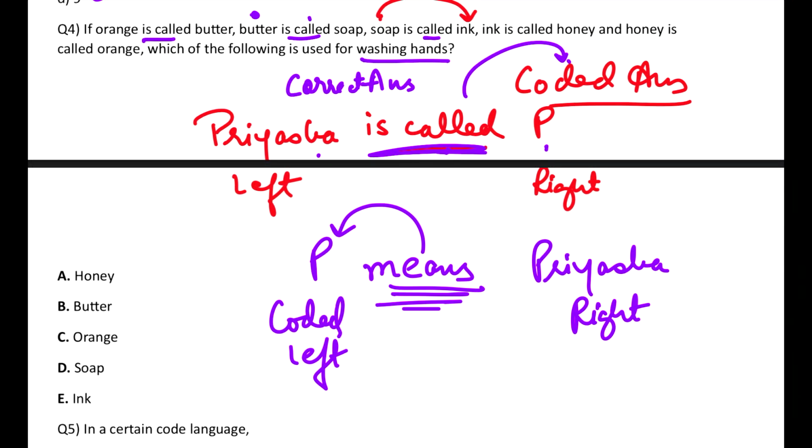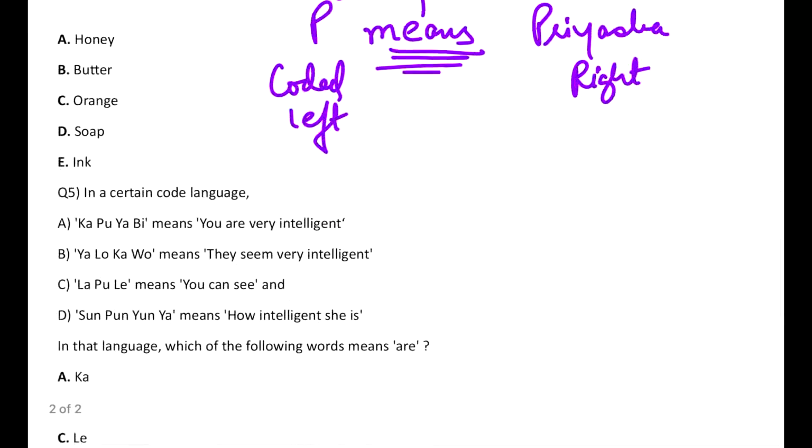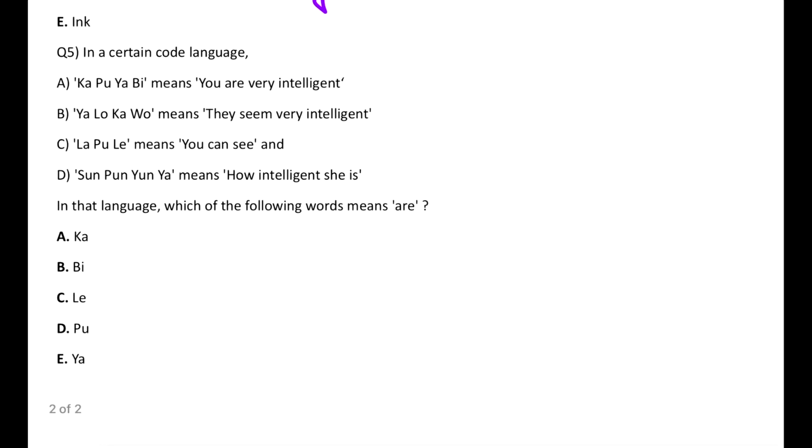So if this was replaced by means, my answer would be butter, and if it is written as is called, my answer would be ink. This is one tiny thing for you people. Now the last type of question which will cover up our entire coding decoding is this.